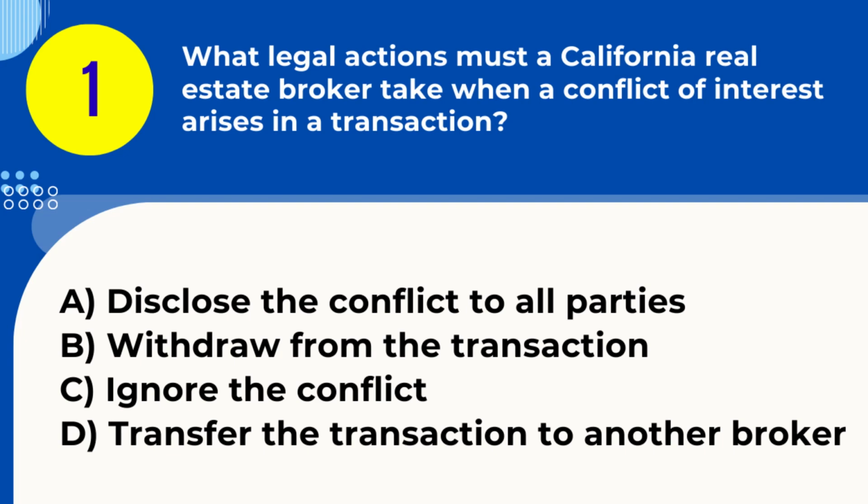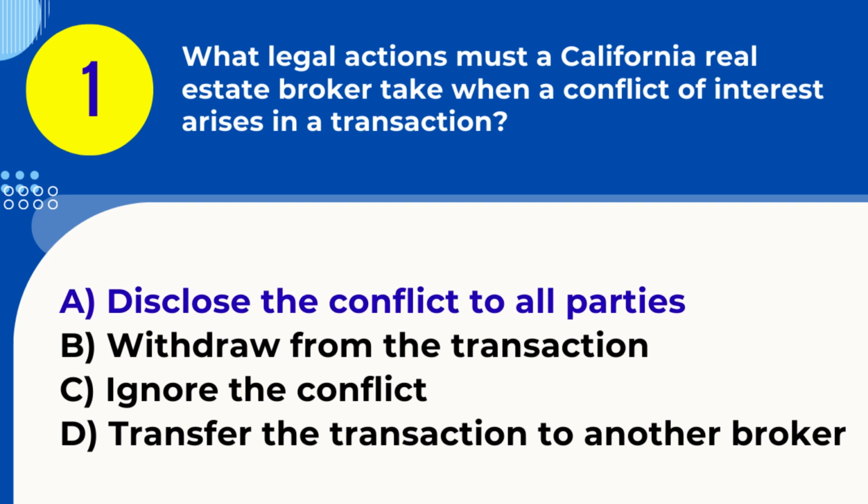Question 1. What legal actions must a California real estate broker take when a conflict of interest arises in a transaction? A. Disclose the conflict to all parties. B. Withdraw from the transaction. C. Ignore the conflict. D. Transfer the transaction to another broker.